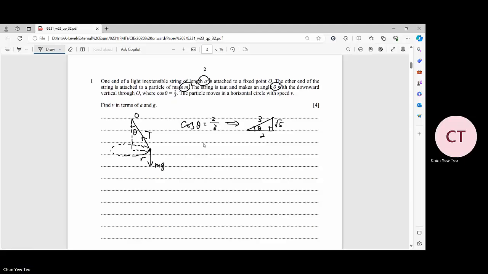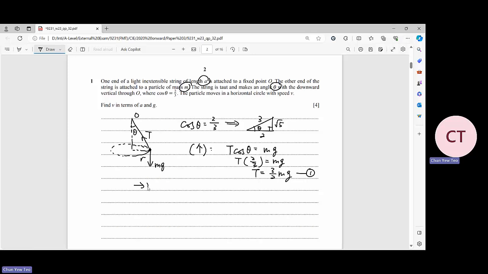Okay, so if we resolve the tension vertically, we have T cos theta equal to mg. Then your cos theta is 2/3. Then your T will be 3/2 mg. That is the first part of the solution.